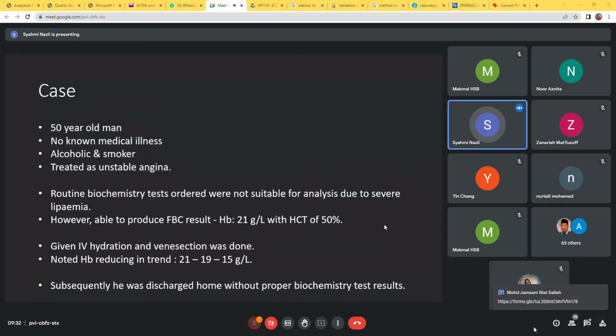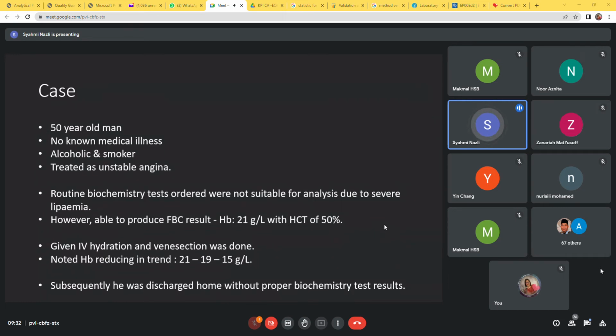This is actually a true case that happened in one of our district hospitals. So this is a 50-year-old man with no known medical illness. He is an alcoholic and smoker. He presented with chest pain and was treated as unstable angina. So routine biochemistry testing was ordered, and it was not suitable for analysis due to severe lipemia.